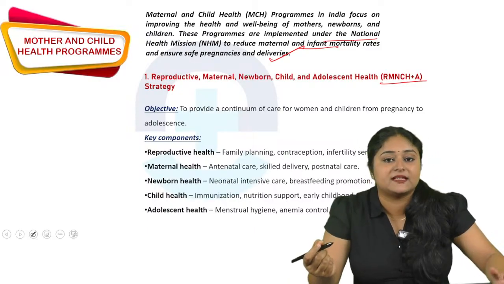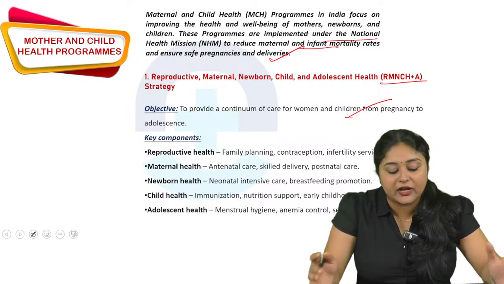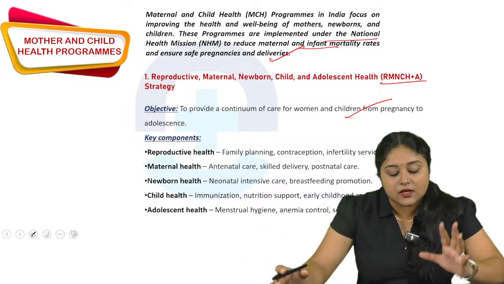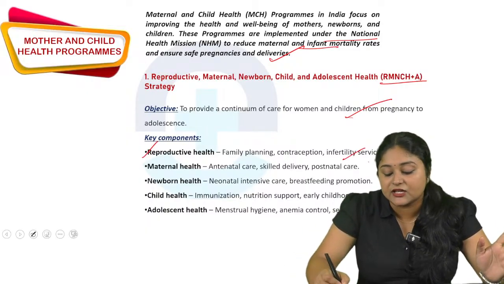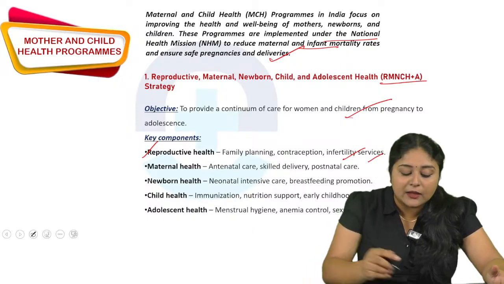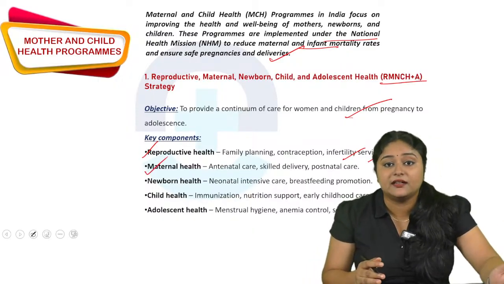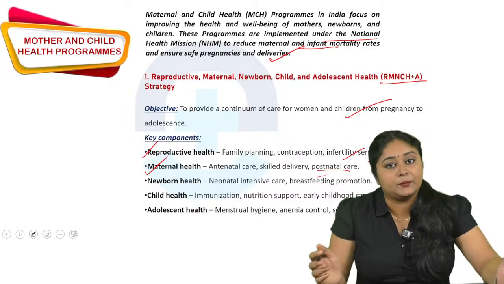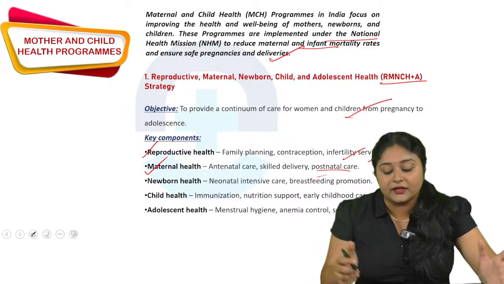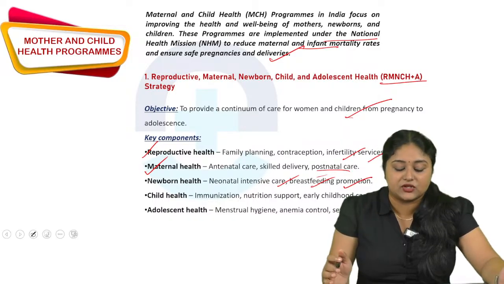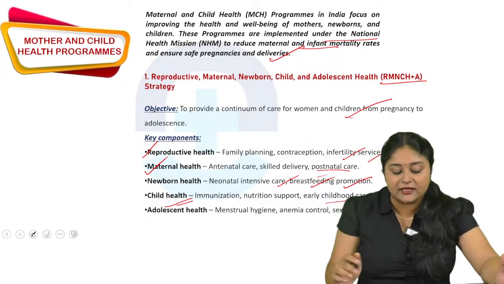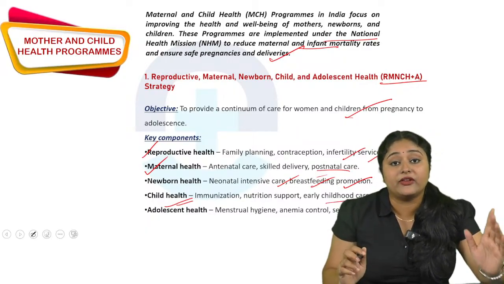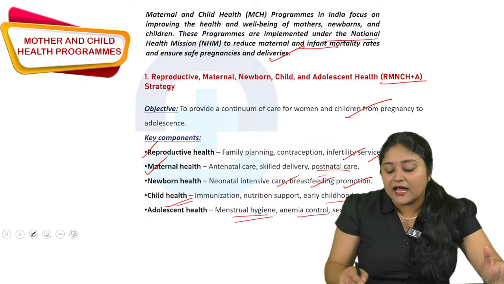The main objective, as I said, is continuity of care for women and children from pregnancy till adolescence. What are the main key components? First is reproductive health, like family planning, contraception, fertilization, infertility services, etc. Now come to maternal health. Under this mainly antenatal care, skilled delivery practices as well as postnatal care. Newborn health includes neonatal intensive care, breastfeeding promotion, etc. Now come to child health. This includes immunization, nutritional support, early childhood care, etc. And in adolescent health, very important, that is menstrual hygiene, anemia control and sex health education. Okay.